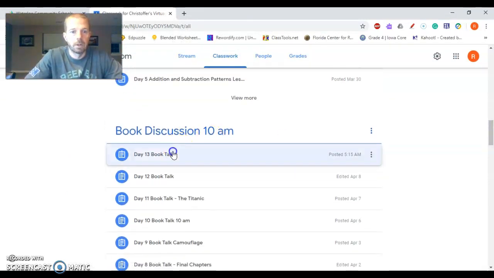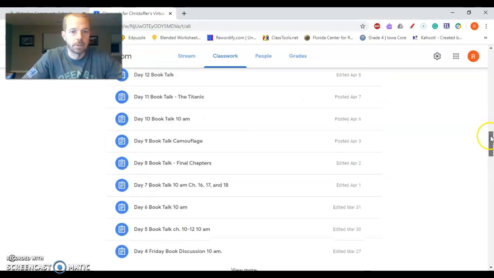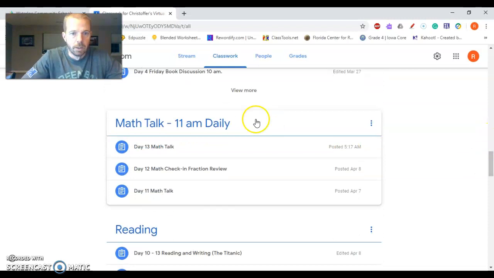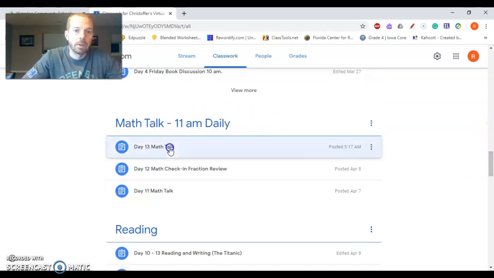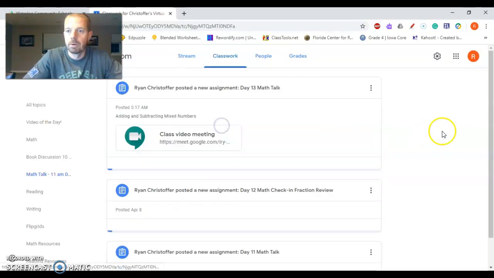Our book discussion at 10 o'clock today will be focusing on the disaster and the people of the Titanic, so filling out those sections. The math talk today at 11 is going to focus on adding and subtracting mixed numbers. So if you need a little help with that, I'm happy to help out.